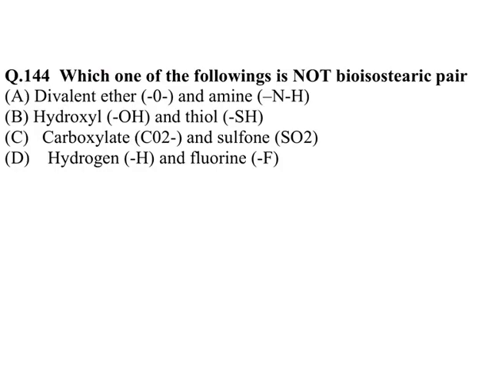Moving to the next one. Now, which of the following is not a bioisosteric pair? Bioisosteric pair means in medicinal chemistry, you can replace a group with another group which has similar chemical and physical properties. The moment you say chemical properties, it should have similar electronic configuration. Let us see about this.